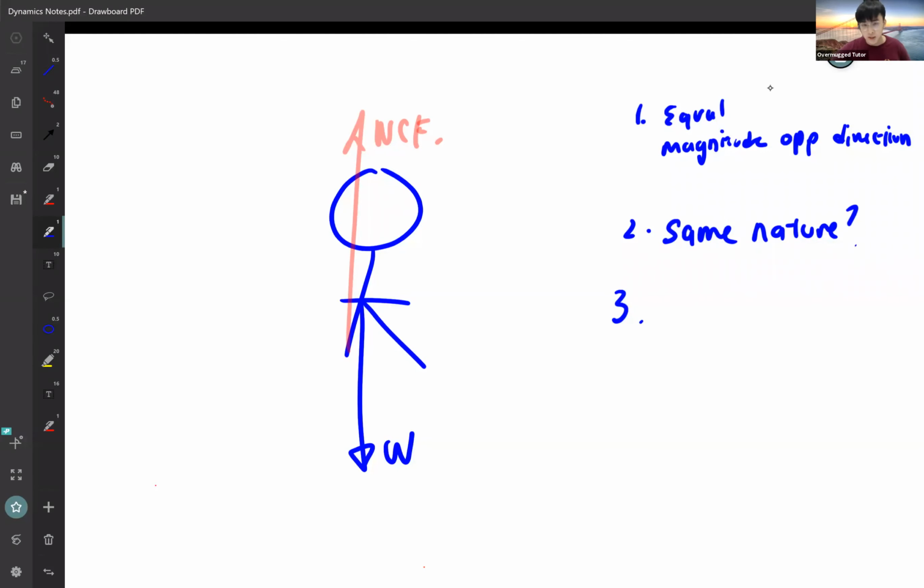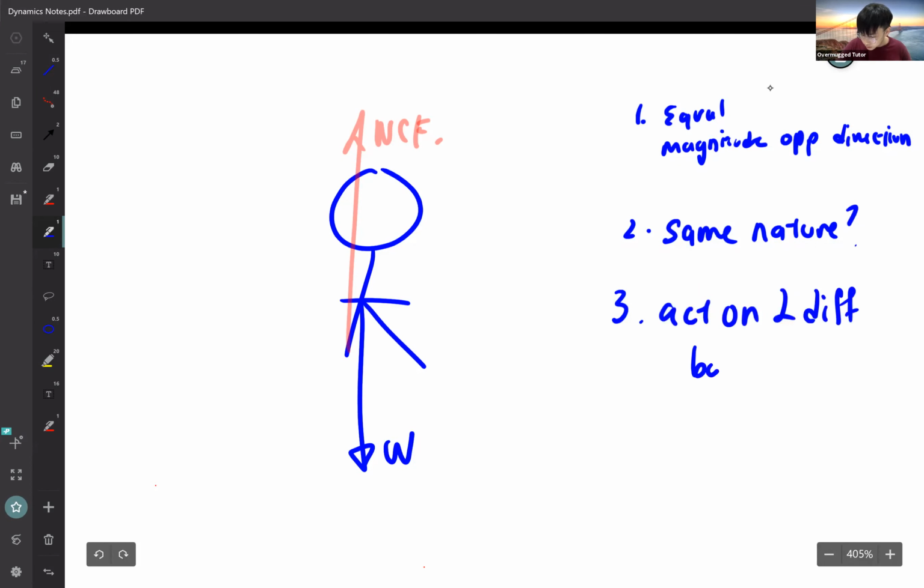Okay, then look at the last one. They must act on two different bodies. In other words, remember just now in our definition of Newton's third law, it's A acting on B and B acting on A. Do you realize that both of these forces here are acting on the same person? Therefore, criterion 3 is also not fulfilled. So you know that the normal contact force and weight are just not action-reaction pairs.